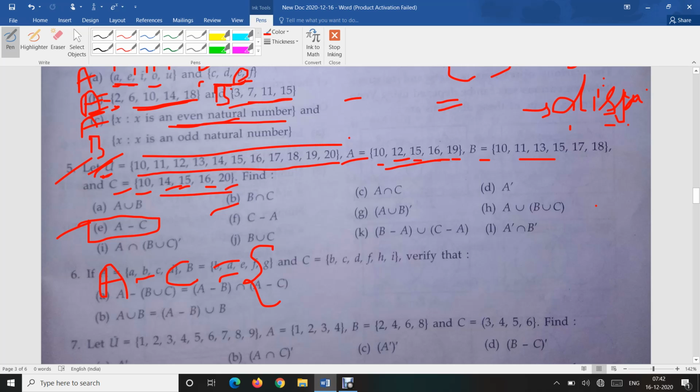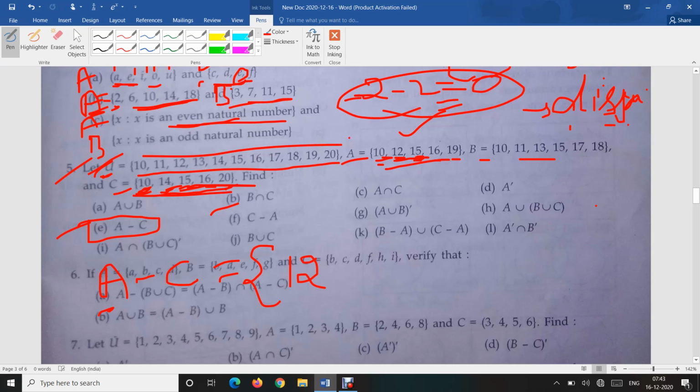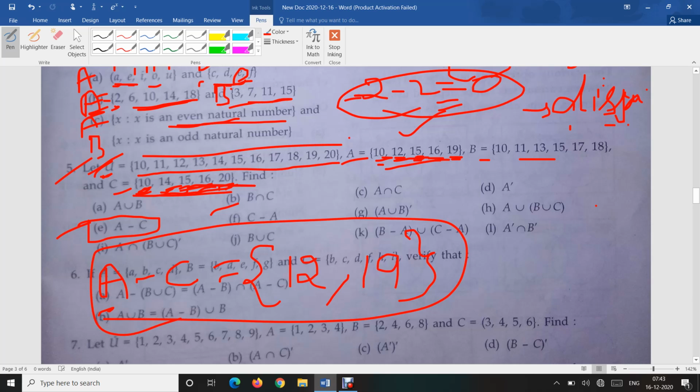First of all you have to see which are the common elements. 10 is present in set A and set C also, so this is the common element, so you will not write 10 in the set of A minus C. Next, you have to see the elements of set A. 12 is present in set A but not present in set C, so 12 is an element of this set. The next is 15 in set A, also present in set C, so we will not write it because this is a common element. We know that 2 minus 2 is equal to 0, so if we subtract 15 from 15, this will be 0. 16 is present in set A, also present in set C, so we will not write this also. 19 is present in set A but not present in set C. That means 19 is also an element of set A minus C.